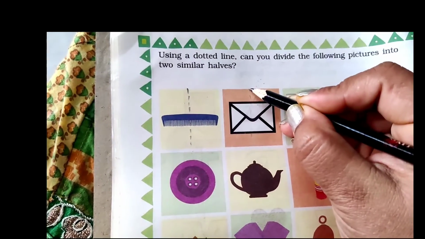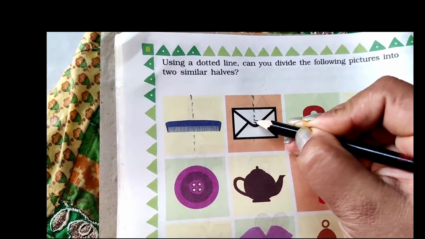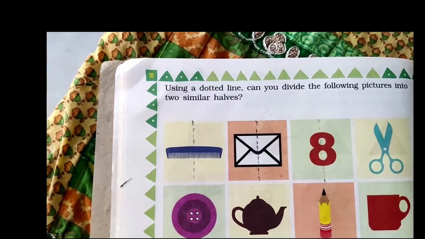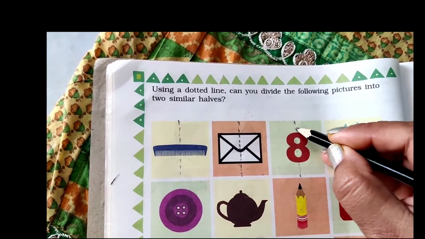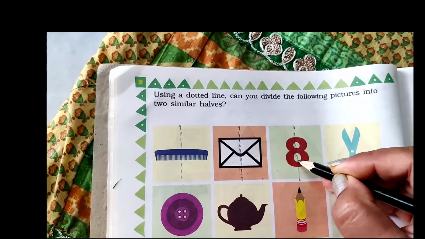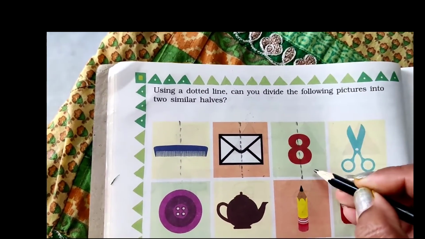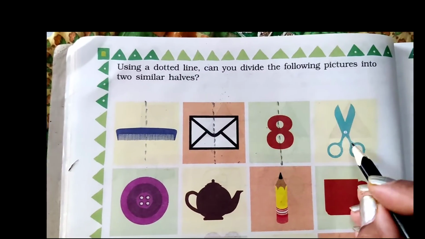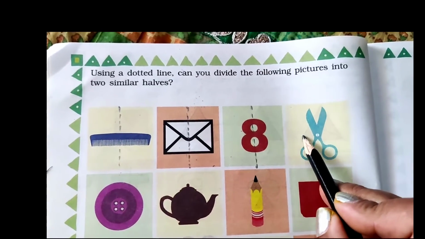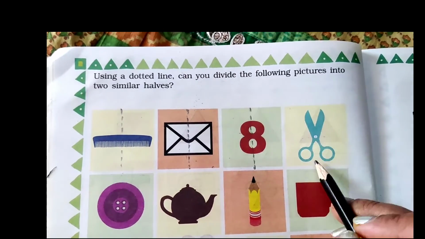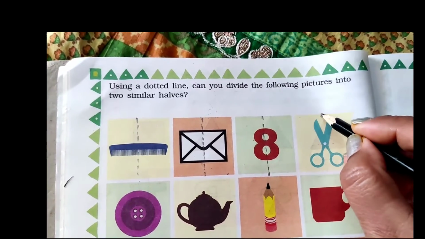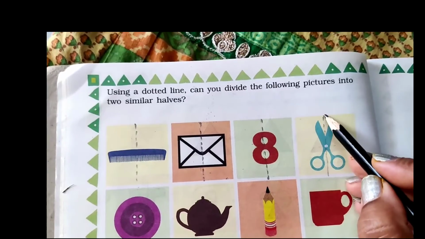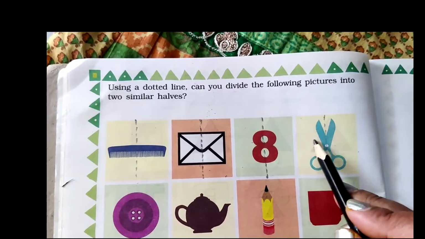We have to draw a dotted line in such a manner, whether vertically or horizontally, that it is dividing. You can draw a line vertically or horizontally, any which way, but the condition is that the line should divide the figure into exactly two halves. Here, see, if I draw a horizontal line, it will not divide the figure into two halves. If I draw a vertical line here, it will divide this figure into exactly two halves.